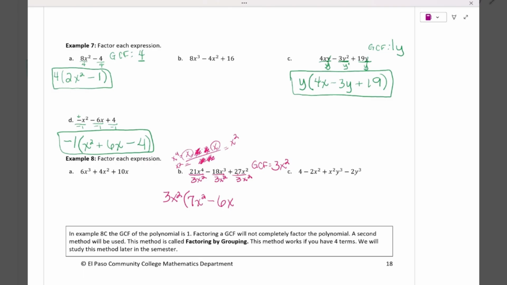And the last one, 27x squared divided by 3x squared. Well, 27 divided by 3 is 9. And x squared divided by x squared, it's the same number. So it cancels and gives me just a 1. So it's 9 times 1, or just 9. Another way to look at that with the shortcut, right? Remember I told you that the shortcut is to subtract the powers.